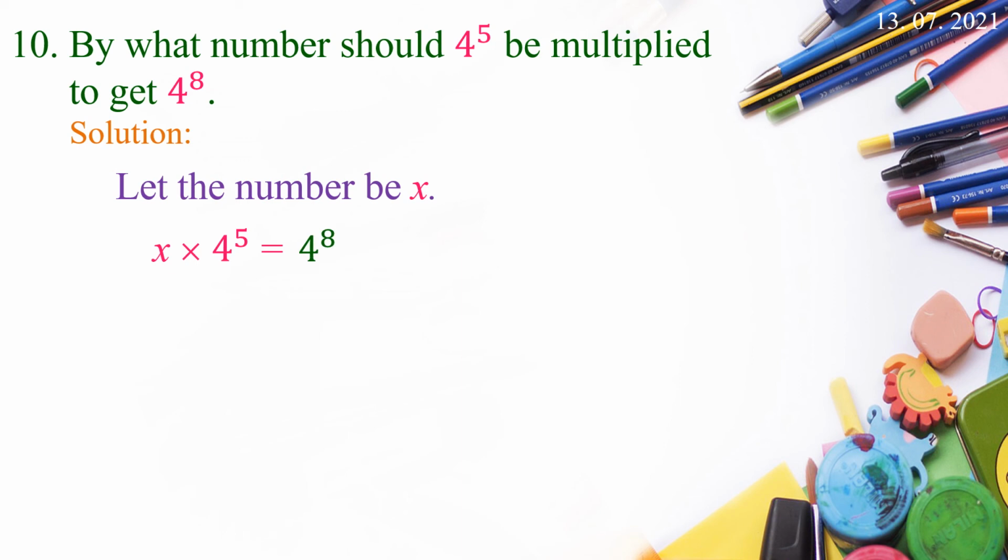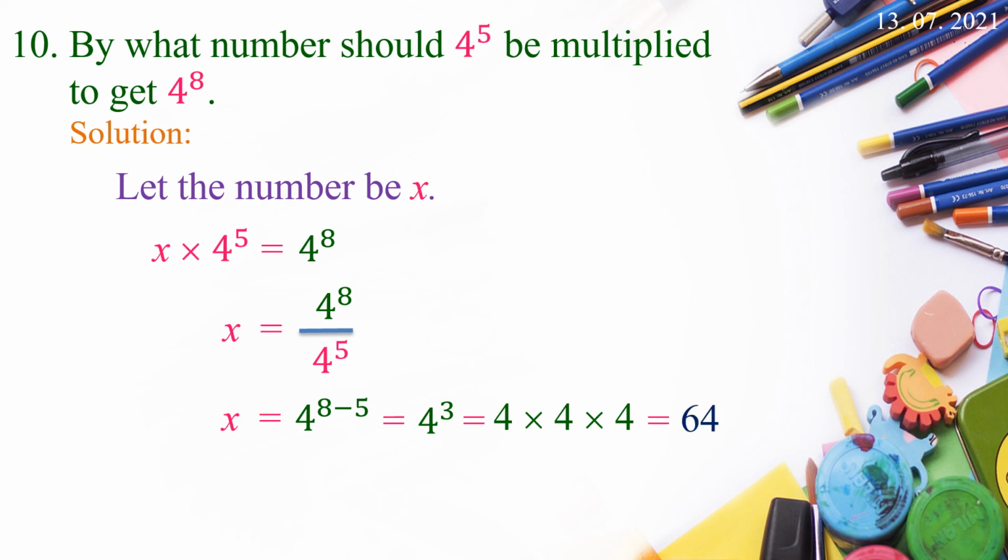Now we have to find x. To find x, we have to transpose 4^5 to the right hand side. On transposing, we get x equal to 4^8 divided by 4^5. Using the law, we can subtract the powers. So x equal to 4^(8-5), which is equal to 4 cube. On expanding 4 cube, we get 4 into 4 into 4. On multiplying, we get 64. Therefore, x is equal to 4 cube or 64.